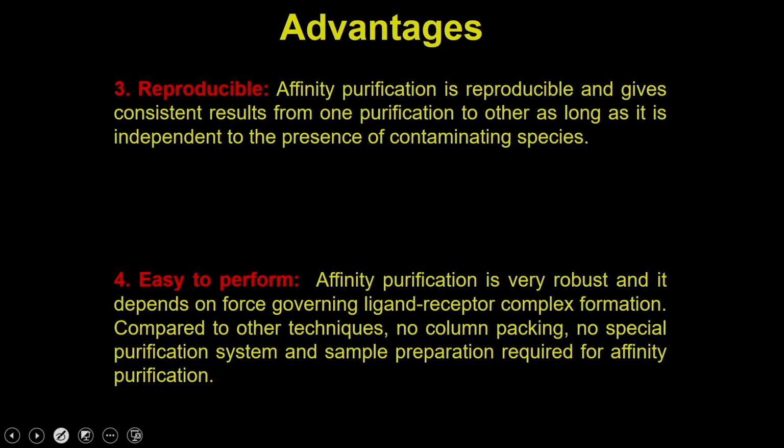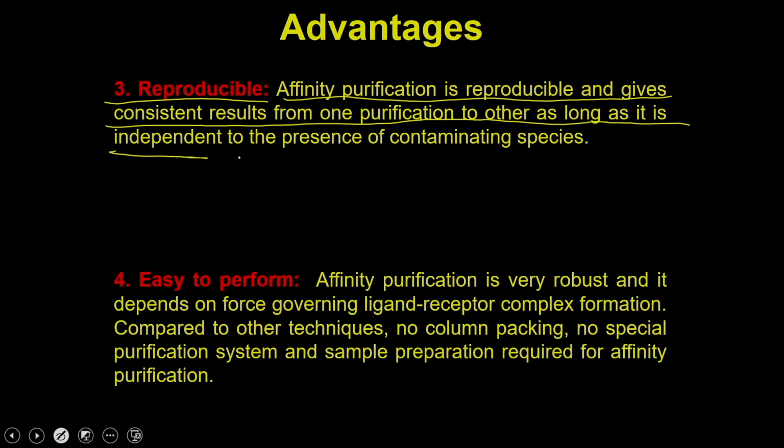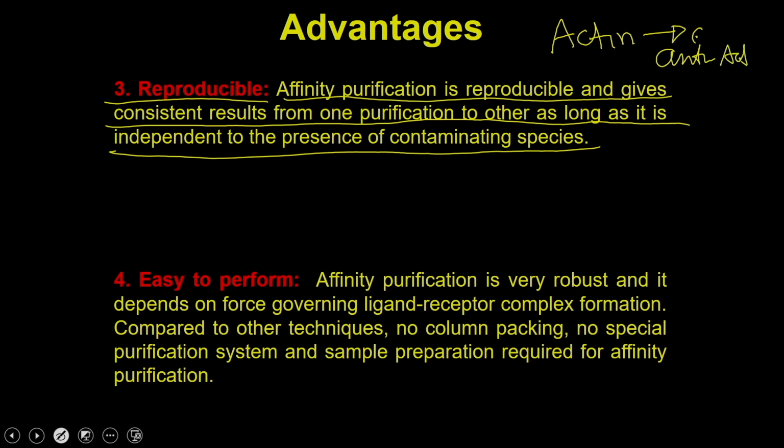The third advantage is that affinity chromatography is very reproducible. So, affinity chromatography is reproducible and it gives consistent results from one purification to another, as long as it is independent of the presence of contaminating species, which means, suppose I want to purify actin and I am using anti-actin antibodies as the receptor to purify the actin.